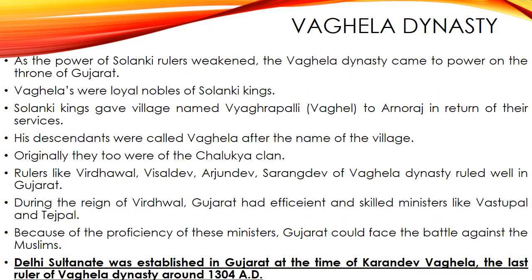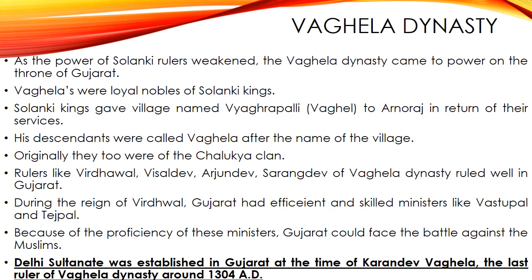As the power of the Solanki rulers weakened, the Waghela dynasty came to power on the throne of Gujarat. Waghelas were royal nobles of Solanki kings. Solanki kings gave the village Vyagrapalli, Waghel, to Arnoraj in return for his services. His descendants were called Waghela after the name of the village. Originally, they too were of the Chalukya clan.